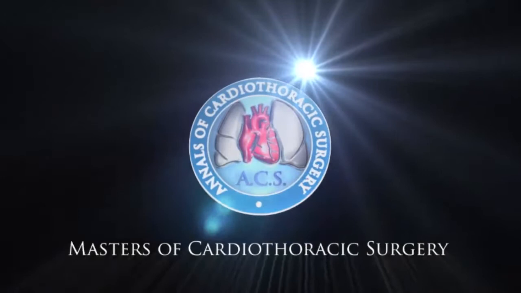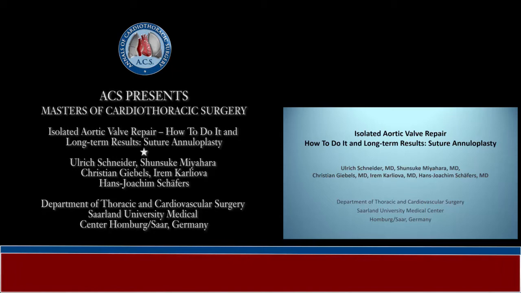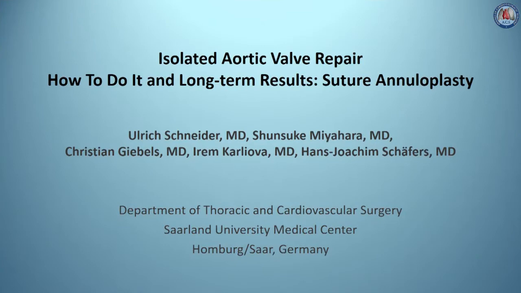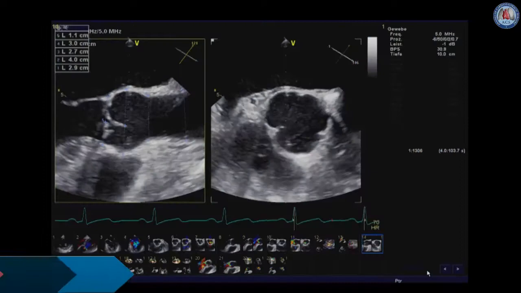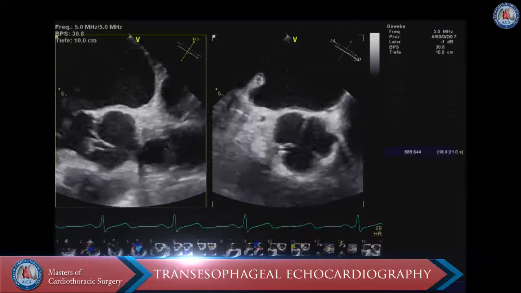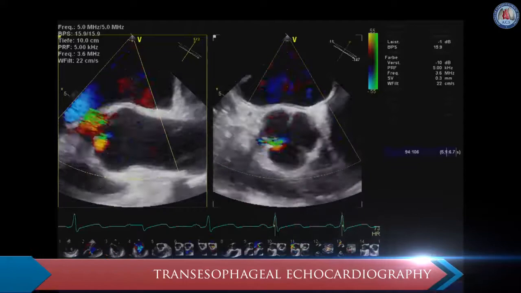In this video, we describe our approach for isolated aortic valve repair with special focus on correction of annular dilatation using a suture annuloplasty. Intraoperative TEE in short and long axis views allows for evaluation of aortic valve morphology, aortic regurgitation, and root dimensions.